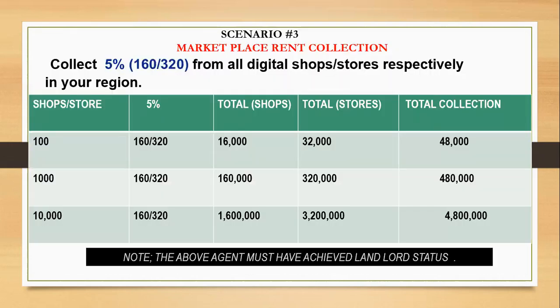Okay, now scenario number 3, let's look at the rent collections on the digital marketplace. Remember, you collect 5%. That is, if you double as a landlord, a regional agent who doubles as a landlord, you collect 5% every month from the monthly rentals. So from the shop, that is the digital mall shop, you collect 160 shillings. Then from the store, you collect 320 from every single store in your region.